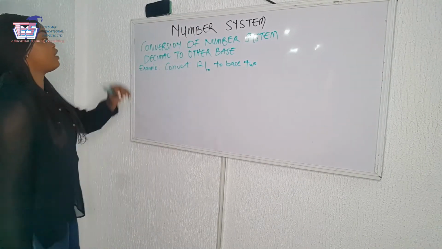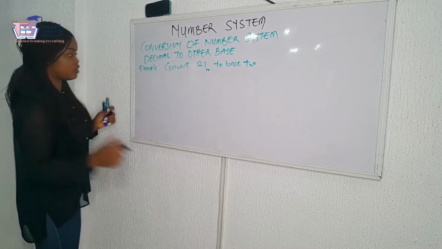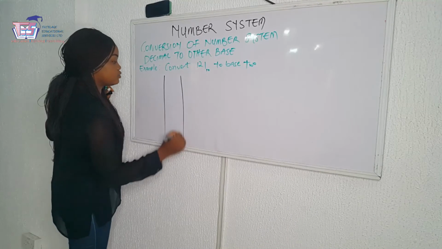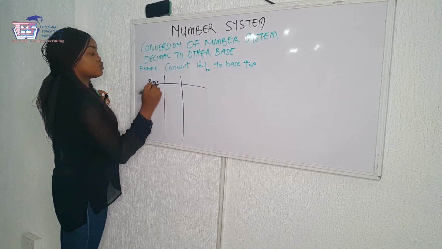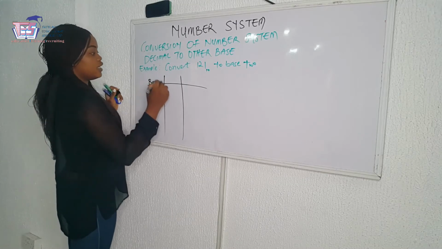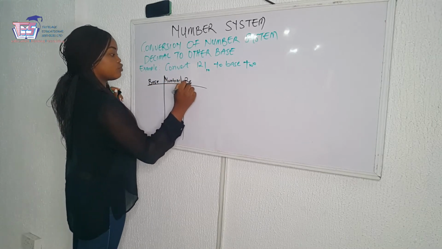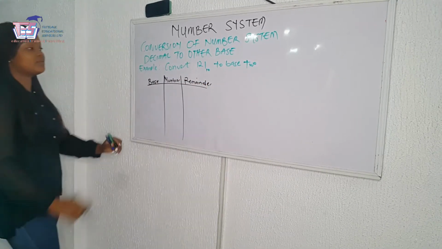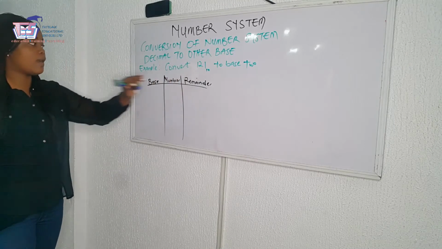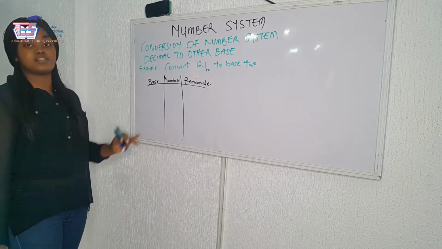The first example, we have convert 1 to 1 in base 10 to base 2. How do we do this? We draw a line. This column is for the base we are converting it to, which is base 2. Then this is the number you are converting, and this is your remainder. So what do we do? We keep dividing 1 to 1 by the base we are converting it to. We keep dividing it until we get 0.